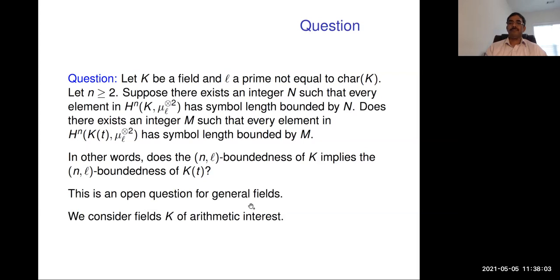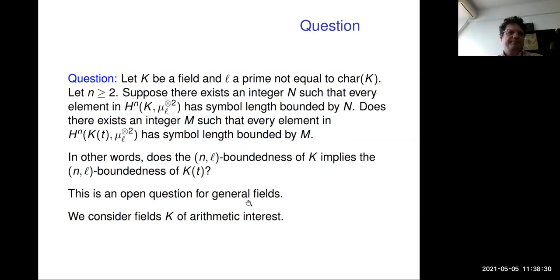I have a question. Yeah. What about just finite extensions for your question? Yeah, finite extensions also we don't know in general. So suppose k is some field that is nℓ-bounded, is every finite extension of k nℓ-bounded? No, we don't know that.